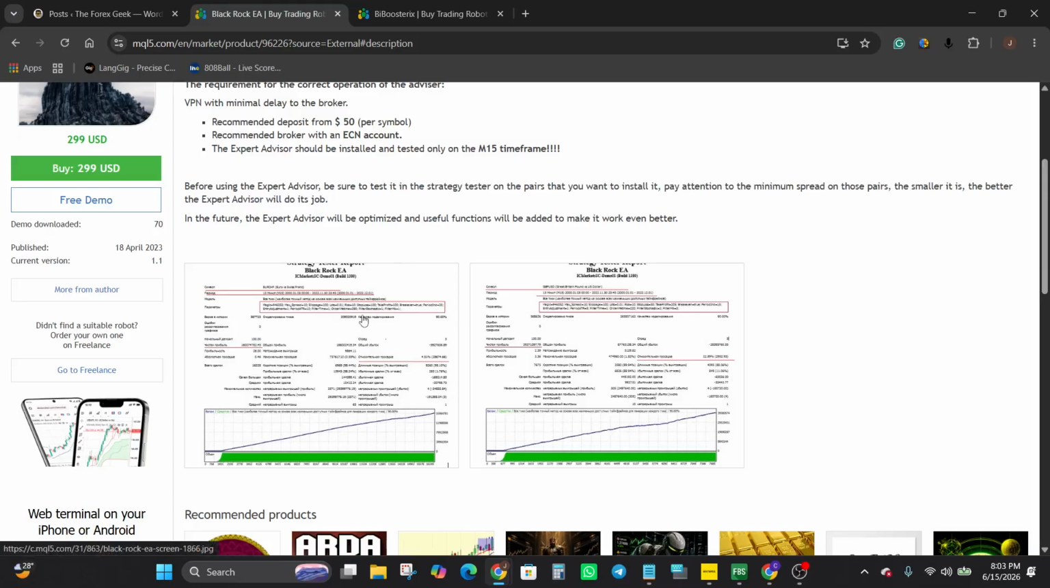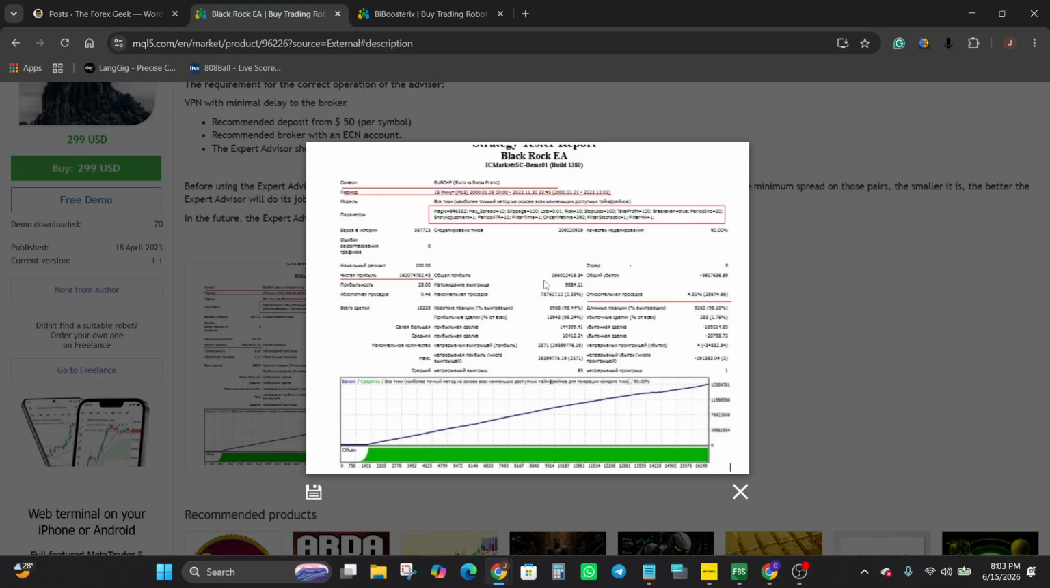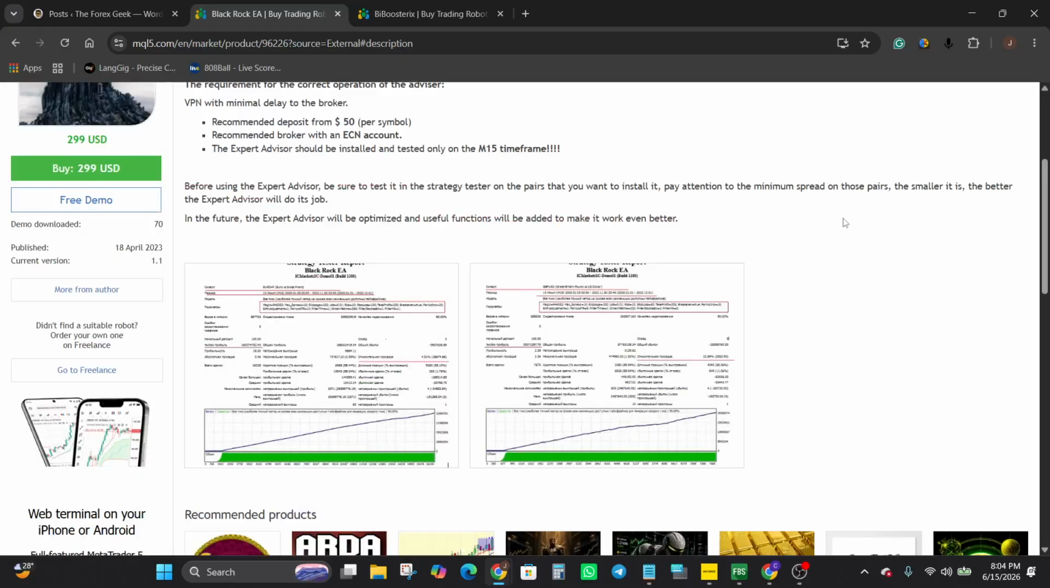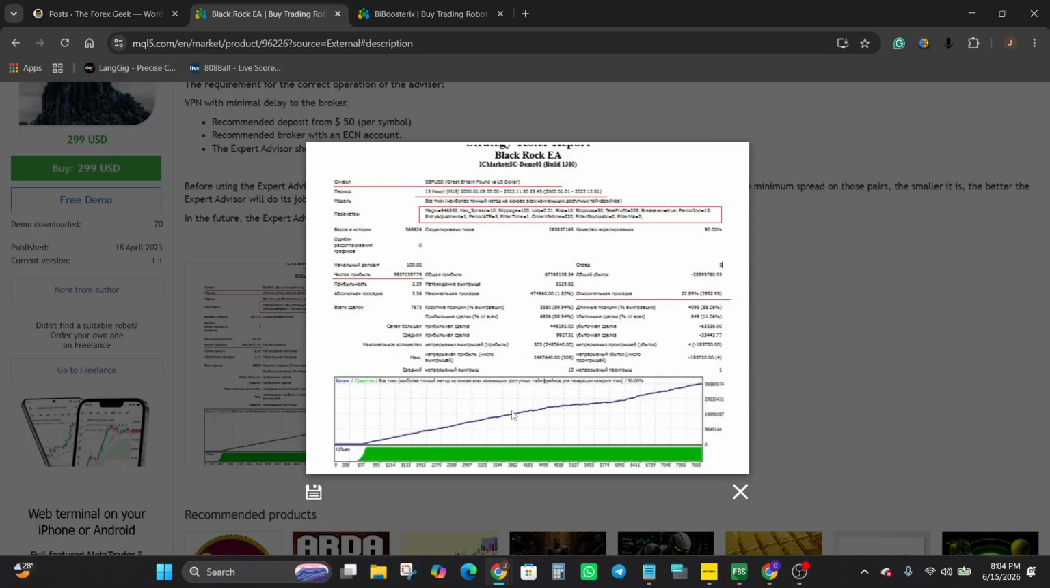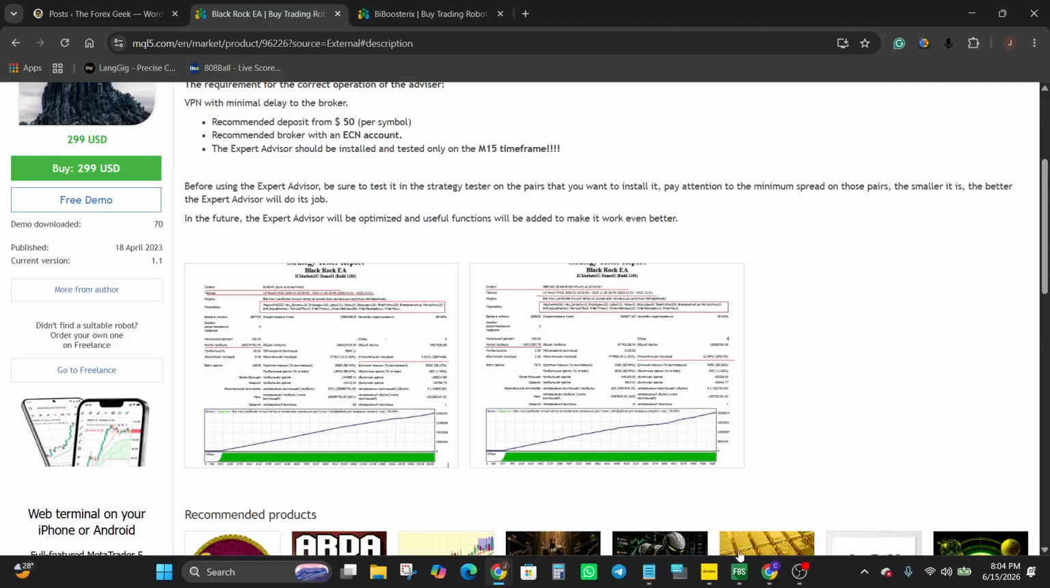Okay, so now let us see the provided report here. This doesn't seem to be in English. But I can see that this should be the profit generated from a $100 deposit, if I'm not mistaken. Looking at the balance and equity curve, it looks pretty smooth, steady growth, and this also looks pretty smooth. But let's just head over to our strategy tester.